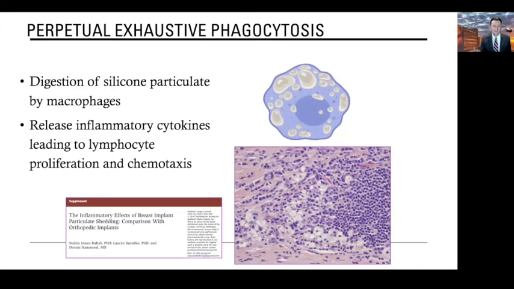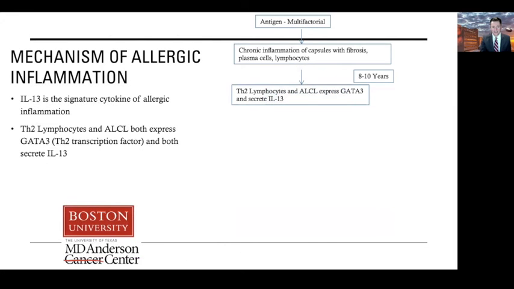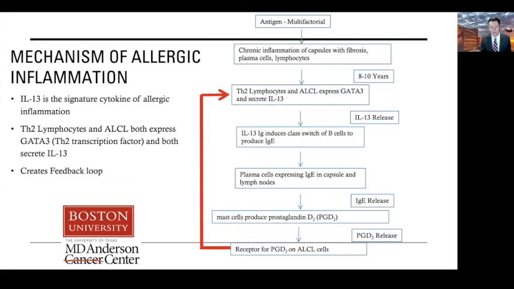The main hypothesis of why this occurs is thought to be perpetual exhaustive phagocytosis, where macrophages attempt to break down the particulate off of the surface of a textured implant, leading to an inflammatory cascade, which leads to lymphoma. We've also done studies demonstrating that the mechanism of action appears to be allergic inflammation mediated through an IL-13 cascade pathway, leading to the proliferation of lymphocytes.